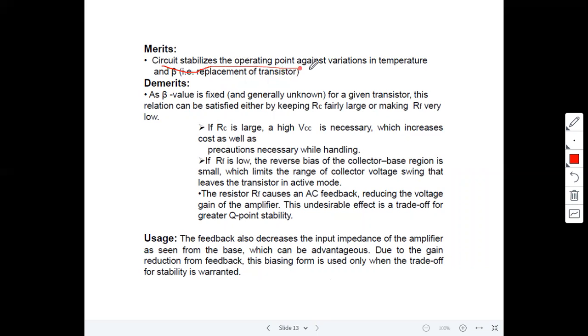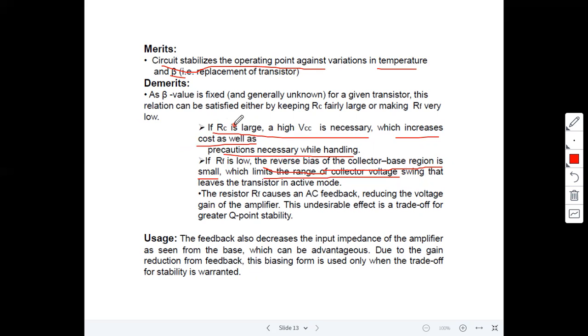We already discussed the advantage: this circuit stabilizes the operating point against variations in temperature and HFE. The drawbacks: if RC is very large, then only stability is very high. But if RC is large, a high VCC is necessary, which increases the cost as well as precautions necessary while handling. The second one is if RF is low, the reverse bias of the collector to base region is small, which limits the range of collector voltage swing. These are the two drawbacks.